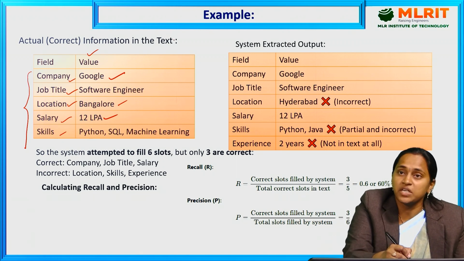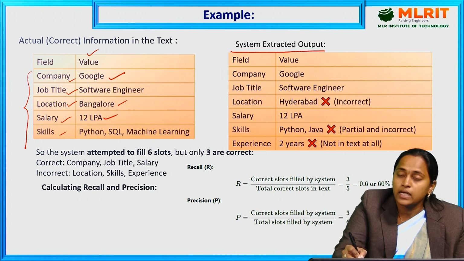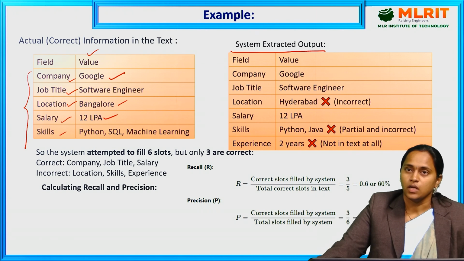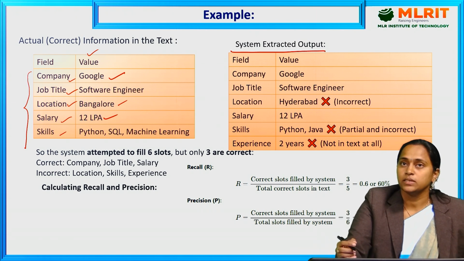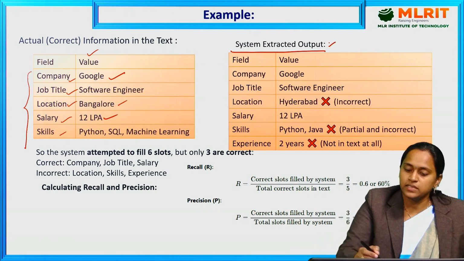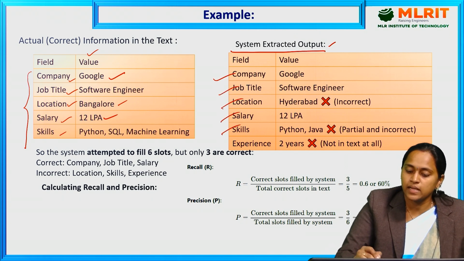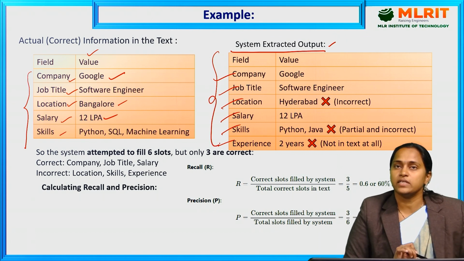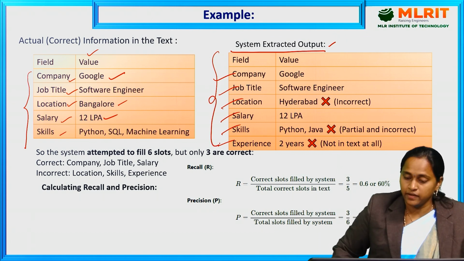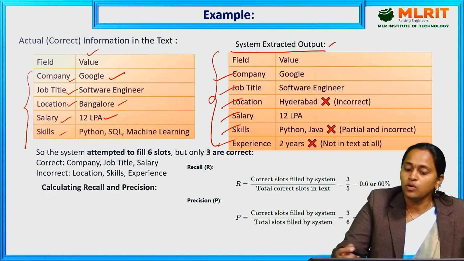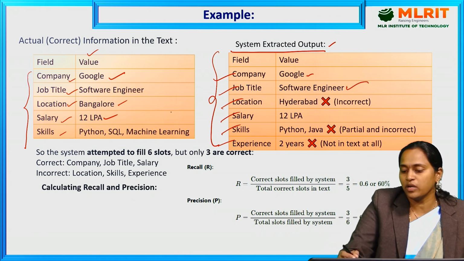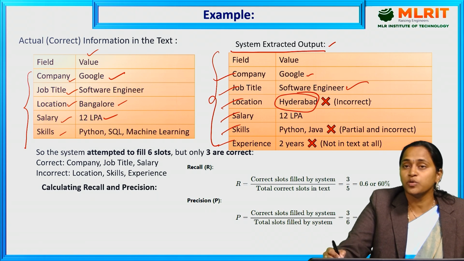After extracting the user information, the system will generate the extracted output, right? See here, the system generates the extracted output. The fields are company, job title, location, salary, skills, and experience. The system will by default take these fields, based on the sentence we are taking. So the company name is Google, so this one is correct. The job title is software engineer, this is also right. The location is Bangalore, where the user gave the required location, so this is not incorrect, right?